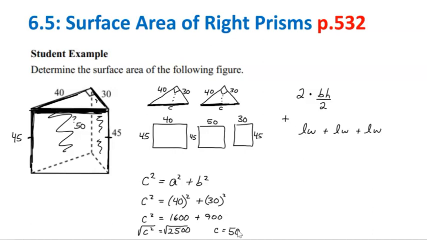So for our triangles, we're going to take 2 multiplied to 40 times 30 divided by 2. So I'm going to cancel here. 40 times 30 is 1,200. We don't know what the units are, so this is just going to be squared units. We can leave that blank for now. So those are our triangles.